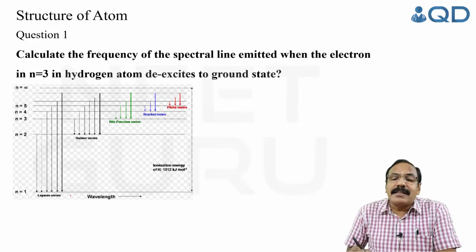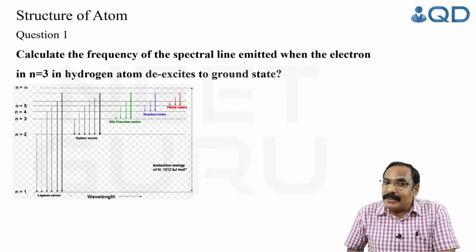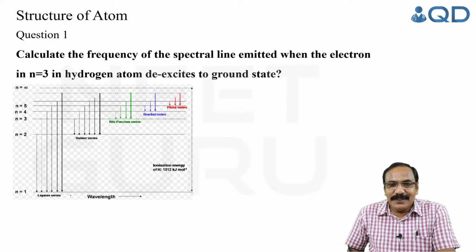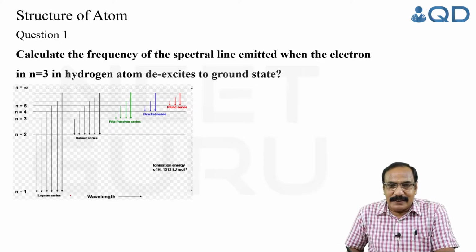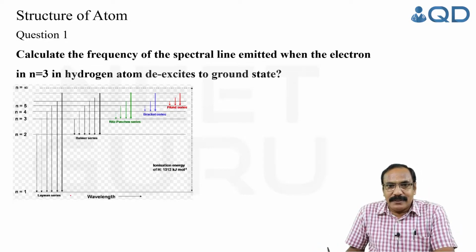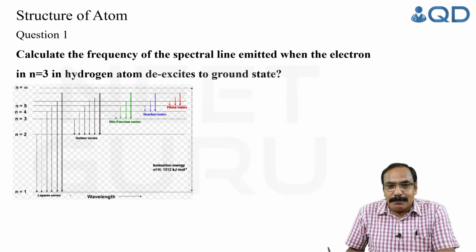The second set of lines are called Balmer lines. The important feature is these lines appear in the visible region. So you can see with our naked eyes, these lines have different colors depending upon the energy that is released. Balmer lines are the visible lines in hydrogen spectrum.